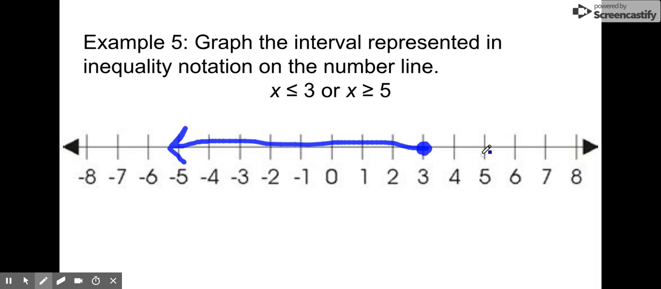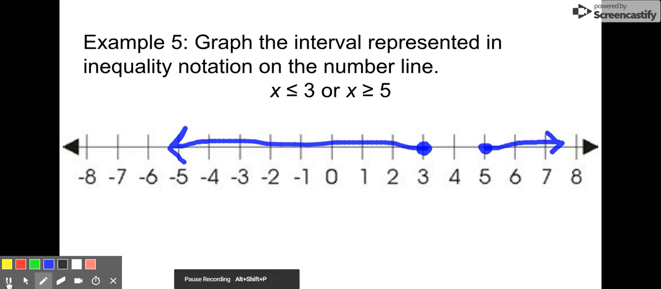We also want the other piece where x is greater than or equal to 5, so I'm going to put that closed circle at 5, and show the numbers that are bigger than 5. And that's the corresponding graph to that compound inequality.